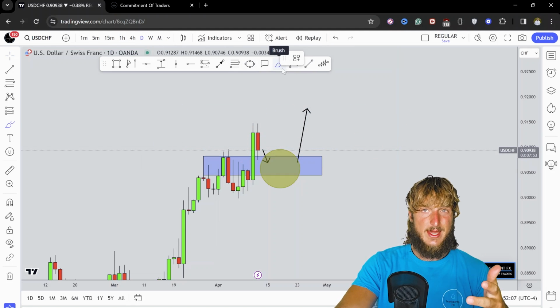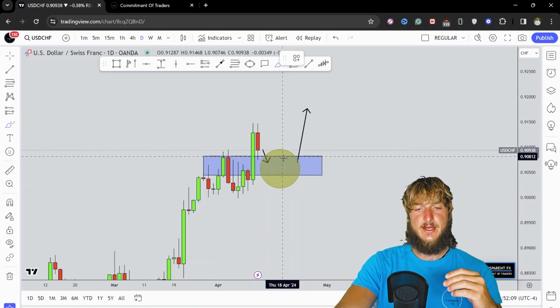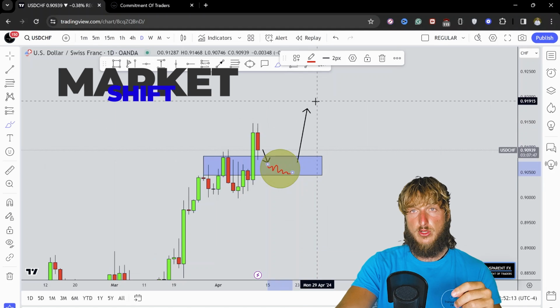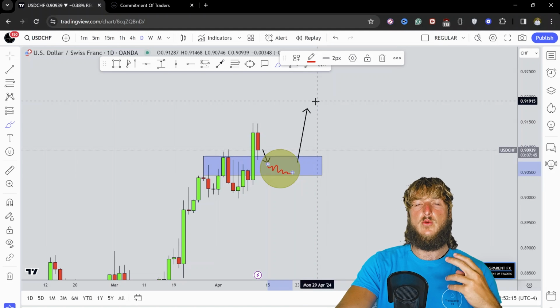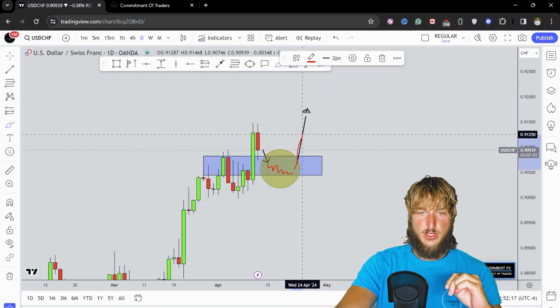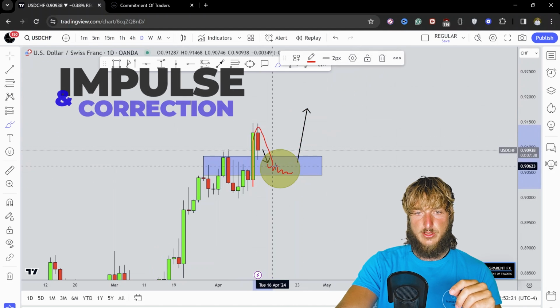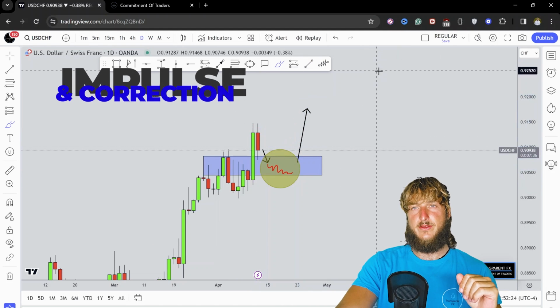Therefore, what I would expect is that if this market would shift from an intraday bearish to an intraday bullish market, at that point, I definitely wouldn't be surprised to see a potential push higher away from this area, completing this daily impulse, correction and impulse pattern to the upside.